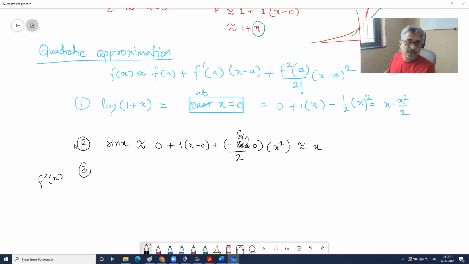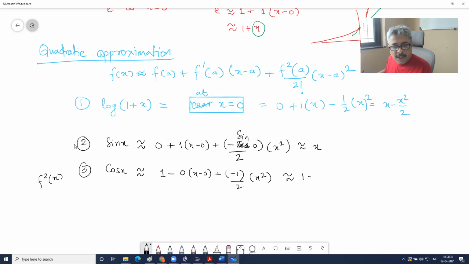Let us see the quadratic approximation of cos x. cos x at 0 is 1, derivative minus sin x at 0 is 0, second derivative minus cos x, so minus 1, into 1 upon 2 x square, x minus 0 bracket square. So it is approximately equal to 1 minus x square by 2.